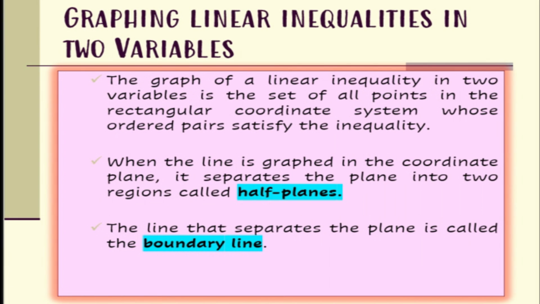Before we proceed to the steps in graphing linear inequalities in two variables, let us have first these notes in graphing linear inequalities in two variables. The graph of a linear inequality in two variables is the set of all points in the rectangular coordinate system whose ordered pairs satisfy the inequality. When the line is graphed in the coordinate plane, it separates the plane into two regions called half planes, and the line that separates the plane is called the boundary line.